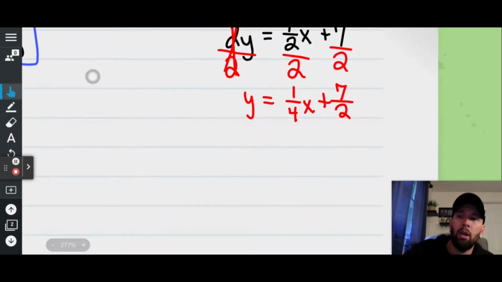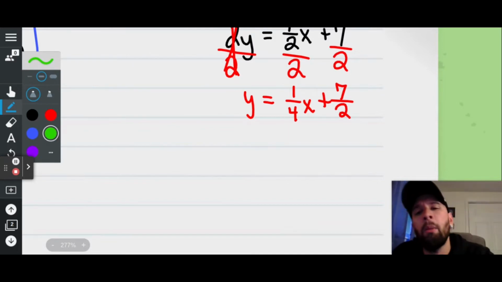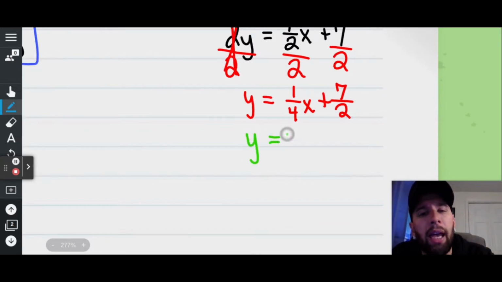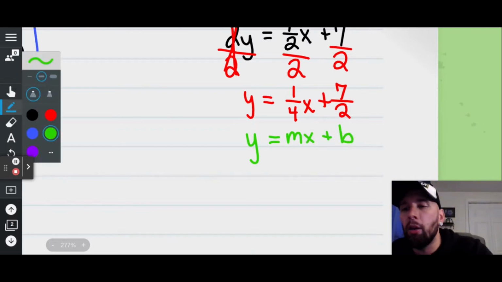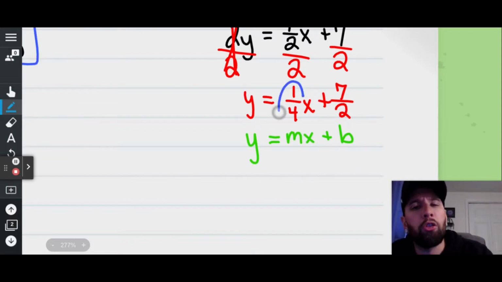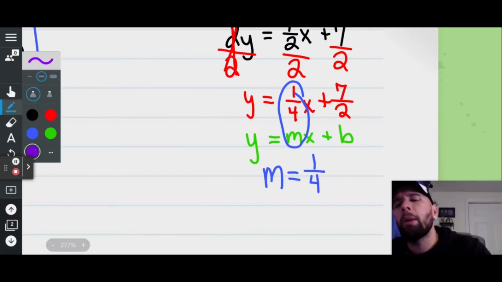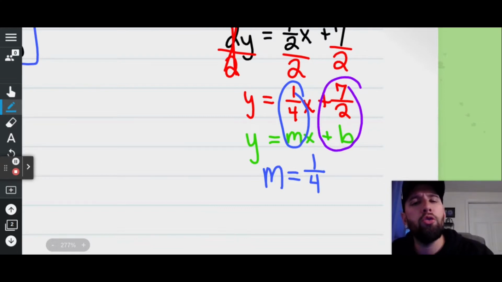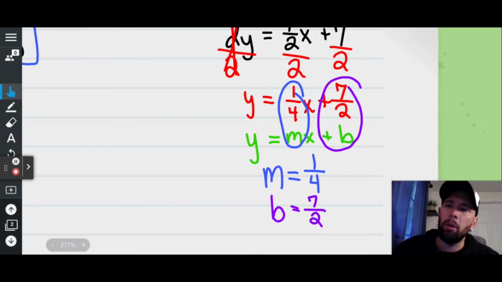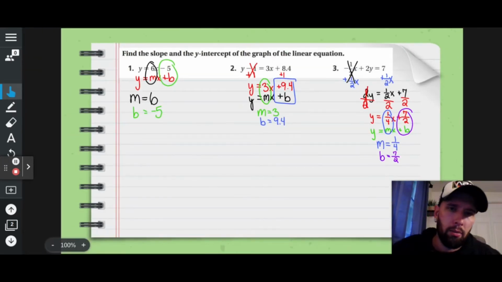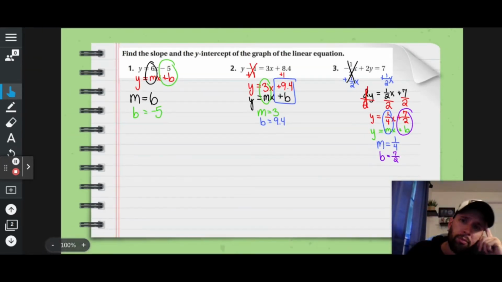But what I do have is y all by itself, which means I can compare it to y equals mx plus b. Once y is all by itself, the number in front of x is my slope, so my slope is a fourth. And my number floating around is my y-intercept, so my y-intercept is going to be 7 over 2. And I just found the slope and the y-intercept of 3 problems. Oh, fun! Oh, it looks so pretty.